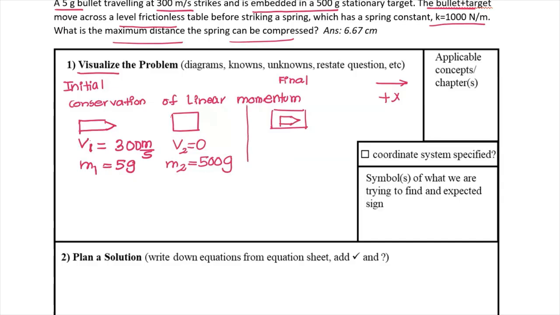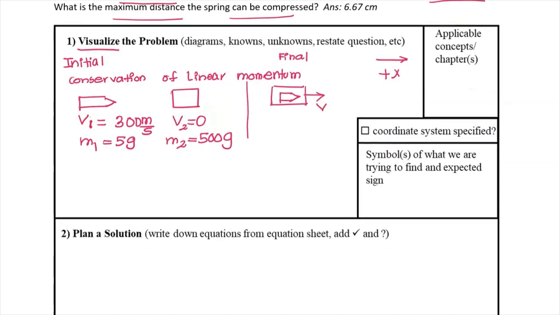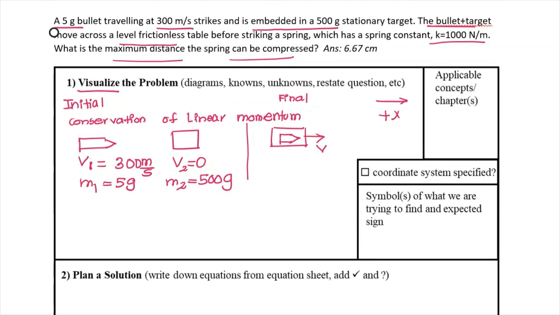I'm going to use Vs to denote the speed of the system after the collision. The reason is this is not the final speed of the system, so I just don't want to confuse you guys. So for that reason, I'm just using Vs, and then the system has the common speed. The mass is 505 grams.